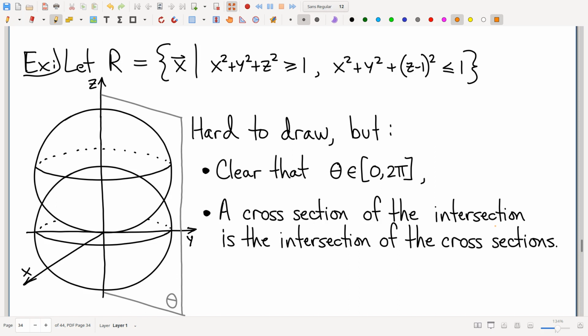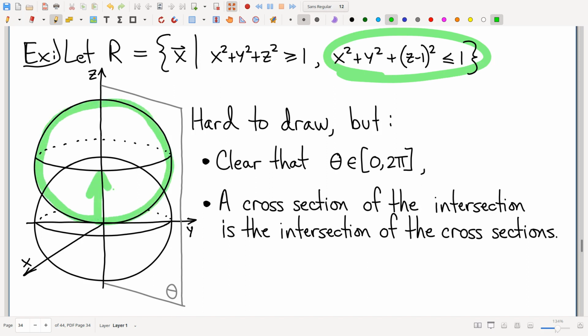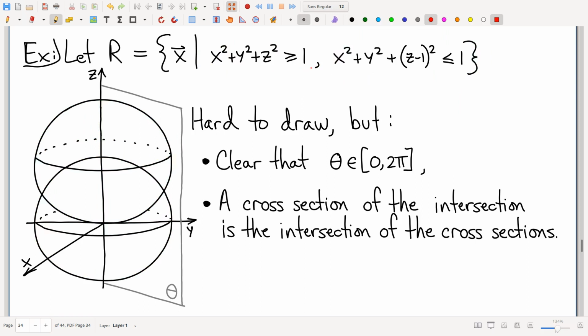But here's the artistic challenge. We're looking for what is inside of this sphere, because of this less than or equal, and then what is outside, because of that greater than or equal, outside the regular unit sphere, right? So outside of the red and inside of the green, and all together then, our actual solid here.